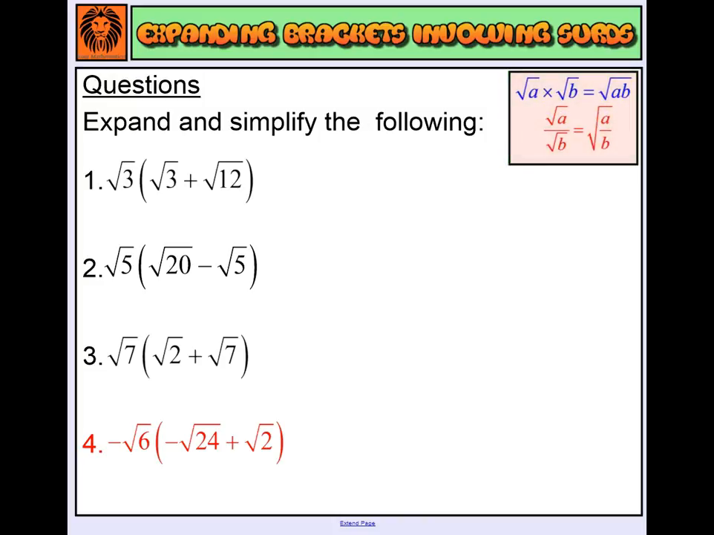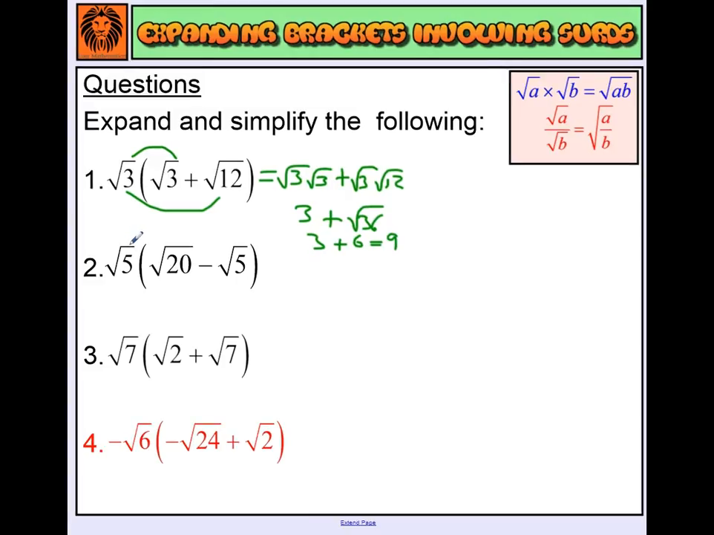Now, starting with question 1, we can see that we have root 3 multiplied by root 3. So root 3 times root 3, and we also have root 3 times root 12, so plus root 3 times root 12. So using this rule, we know that this is going to be 3 plus the square root of 36. So that's 3 plus 6, which equals 9.